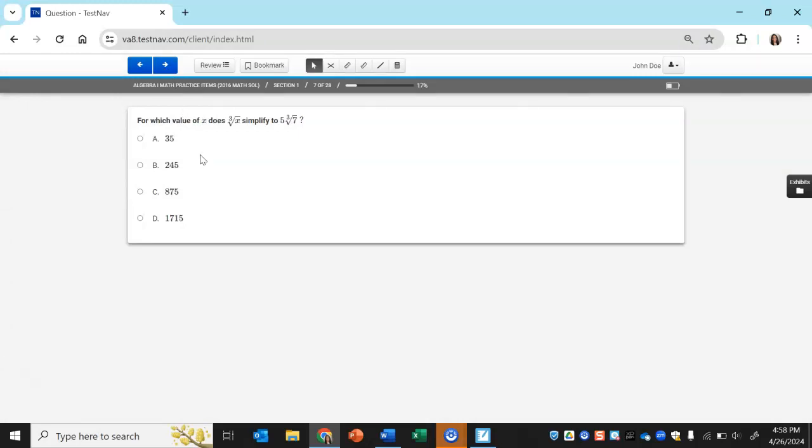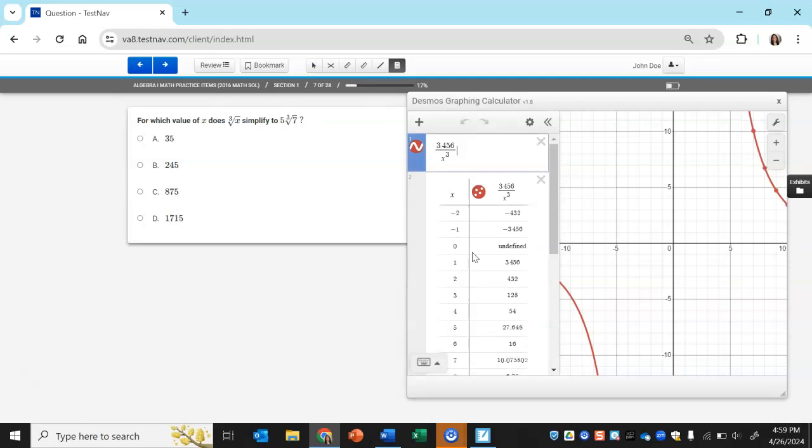So this one is asking, for which value of x does the cube root of x simplify down to this? So basically, we're looking for this number under the radical. We're going to have to cube root all of these and see which one simplifies to 5 cube root of 7. I can do that.